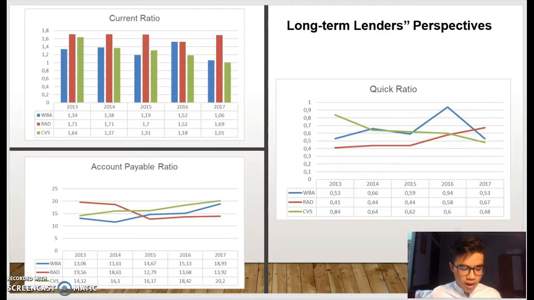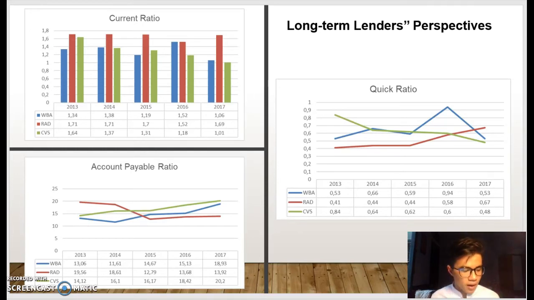Now in question 2, as a long-term lender, the ability to pay debt on time and the stability of the company are the main concentrations. In terms of current ratio and quick ratio, RAD financially outperformed the other two companies, as either its figures significantly increased over the 5-year period or outnumbered those of WBA and CVS. Account payable ratio consolidates the statement above. To sum up, the RAD company was the most appropriate company for long-term lenders.